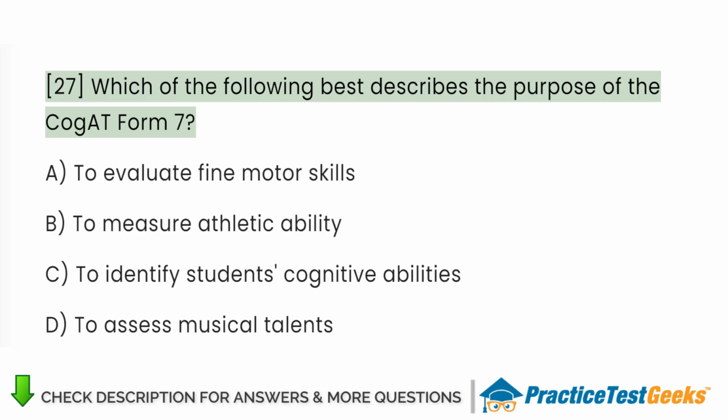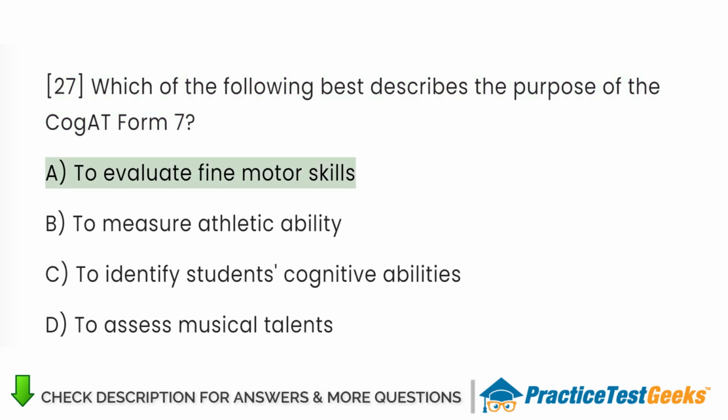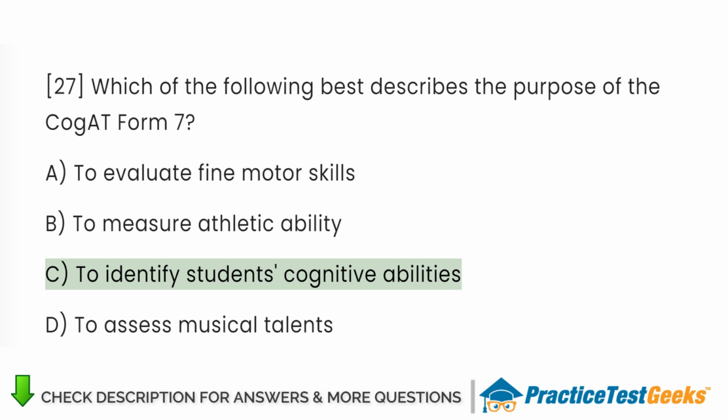Which of the following best describes the purpose of the CogAT Form 7? A. To evaluate fine motor skills. B. To measure athletic ability. C. To identify students' cognitive abilities. D. To assess musical talents.